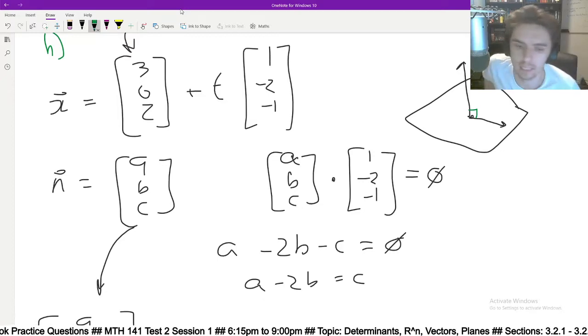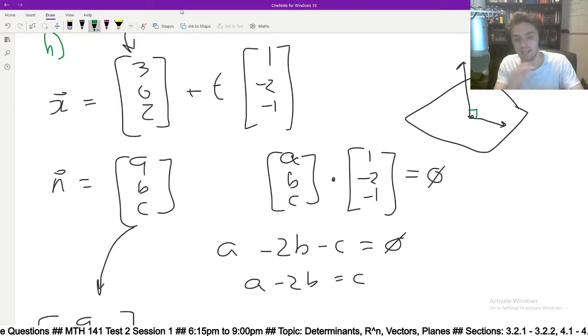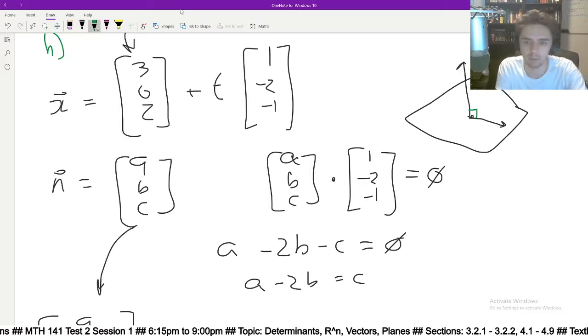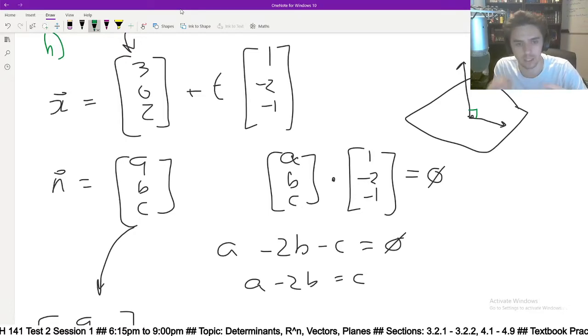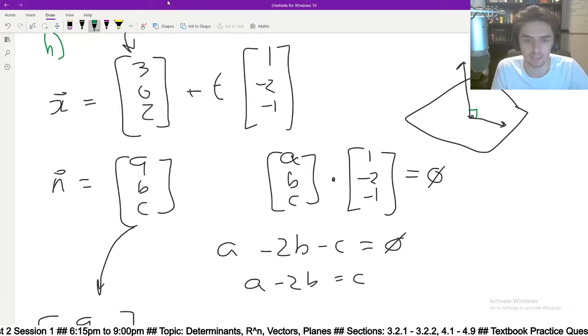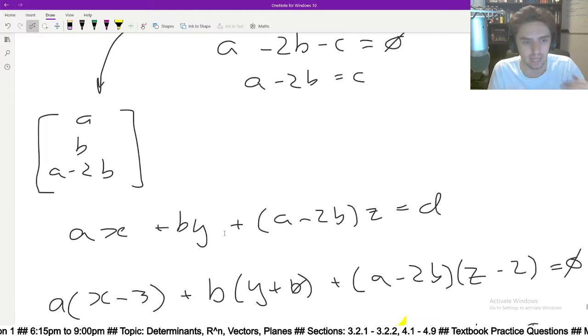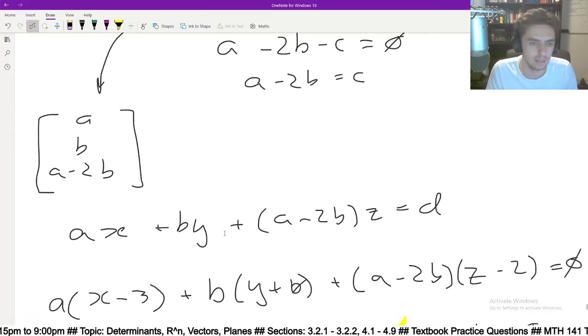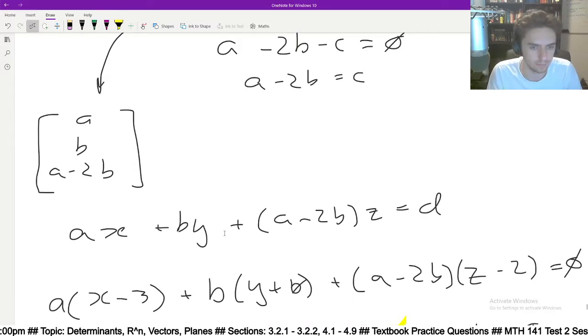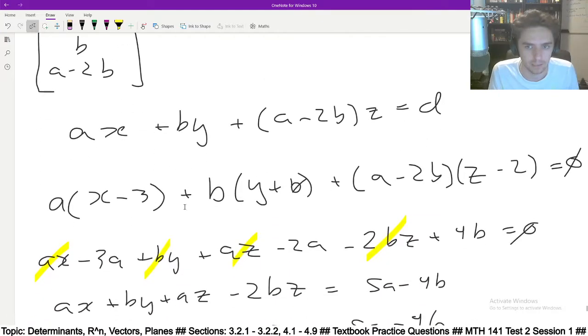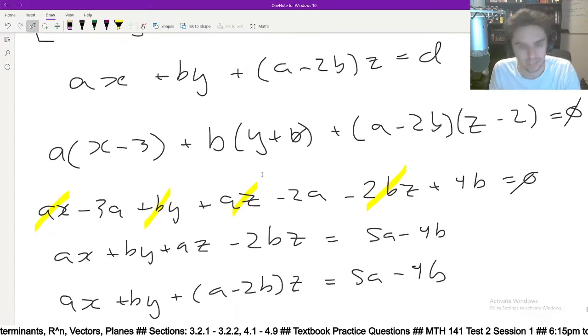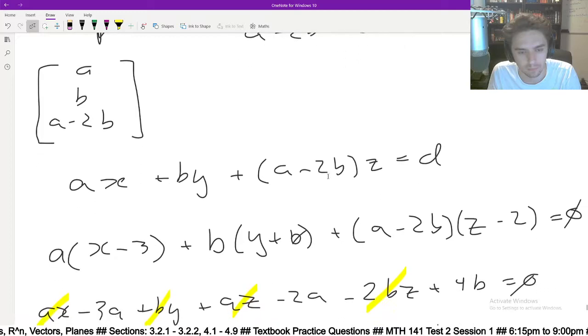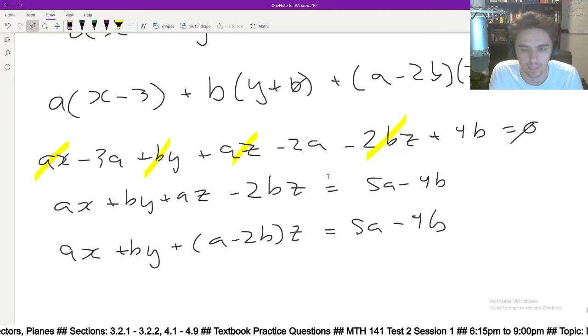No, it doesn't have to be c. But doing that includes the fact that it has to be perpendicular to the normal. Now it's not just any numbers a, b, and c. It's specifically a and b, and then a minus 2b. You put that into this, and then put the point in, and then just rearrange, solve, and simplify.